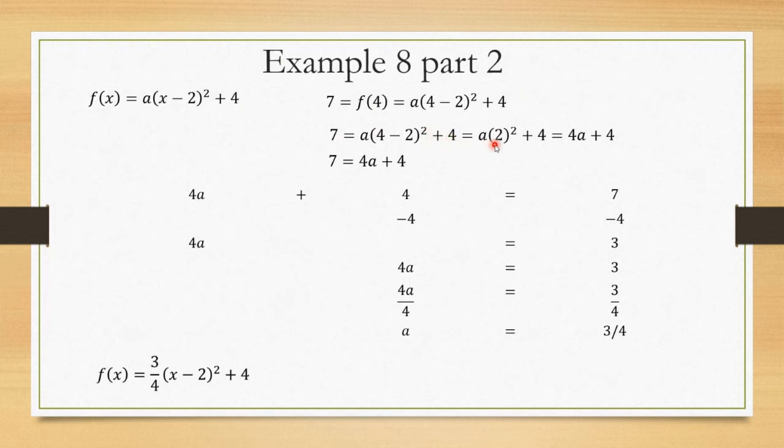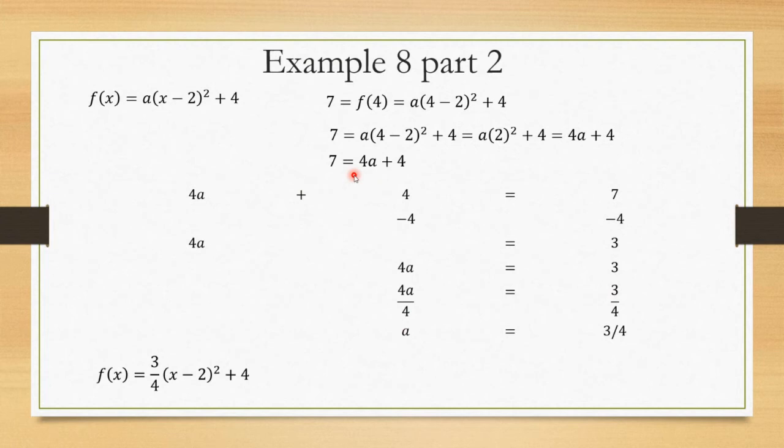And that's equal to a times 2 squared plus 4, which is 4a plus 4. All right, well, what is this telling us? This is telling us that 7 is 4 times a plus 4. That's what we get here.